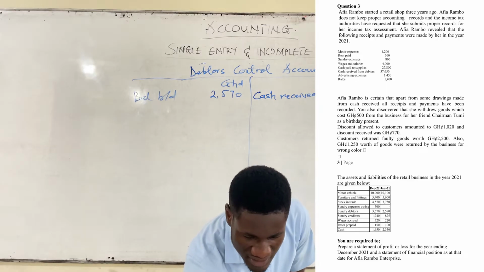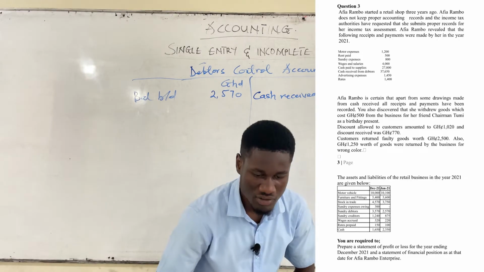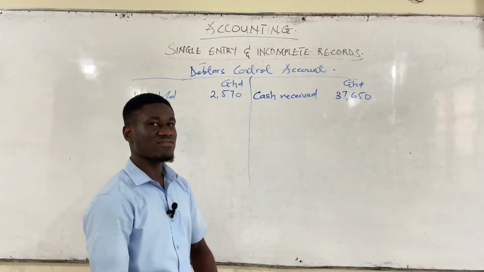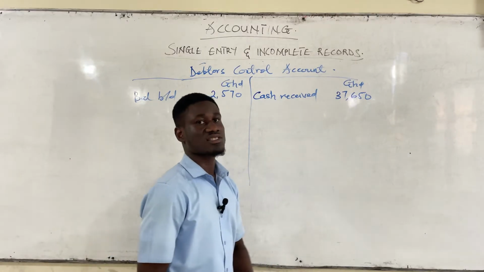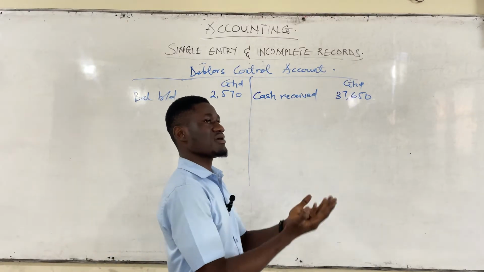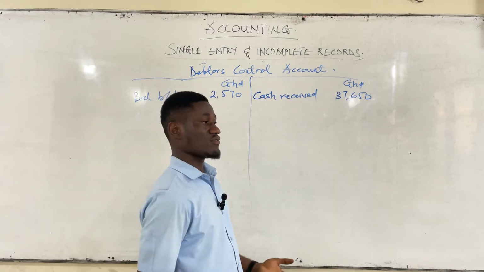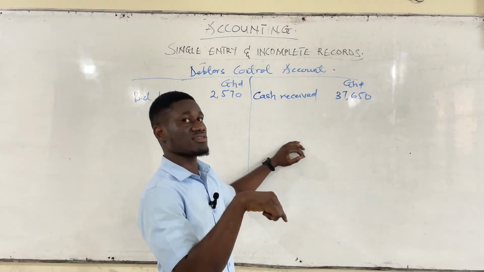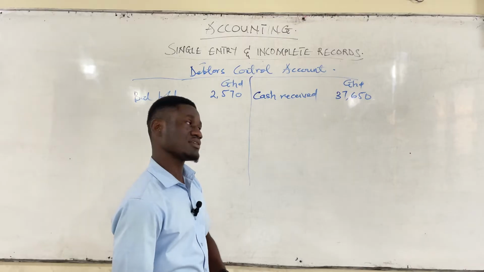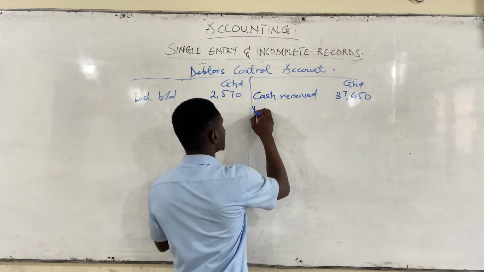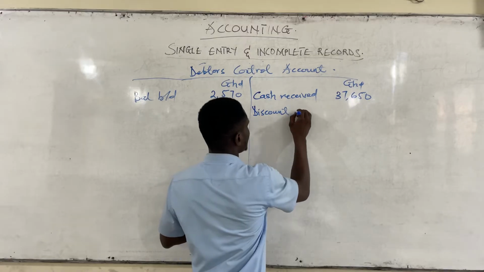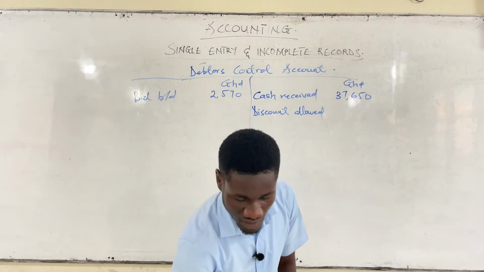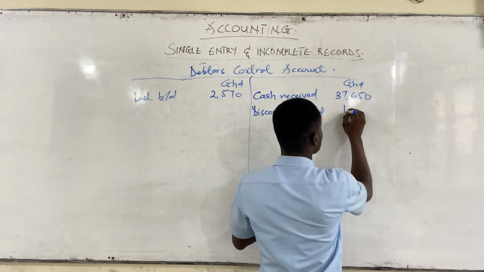We have discounts allowed to customers amounted to 1,020. So we allow discount to customers. If customers were to pay 1,000 cedis for the amount, and we allowed a discount to them, let's say 100, now they are going to pay us 900. That means it's reducing the amount they will owe us, right? So discounts allowed to customers will be recorded here. So discounts allowed amounted to 1,020. Sorry.